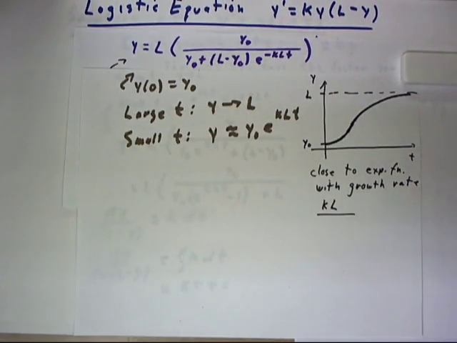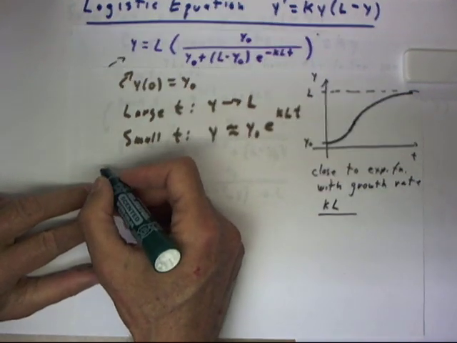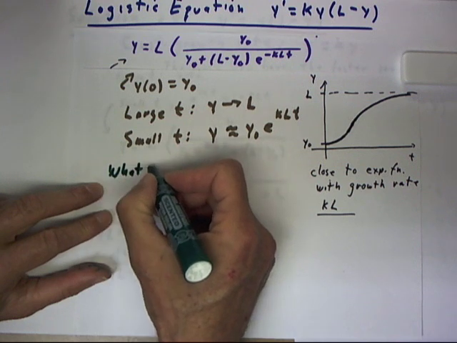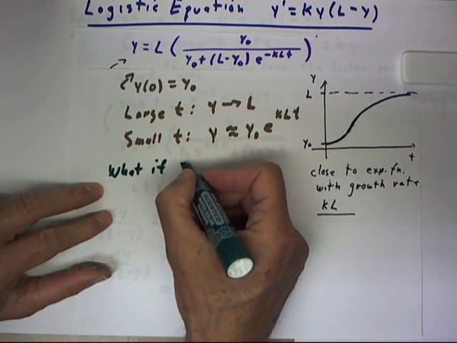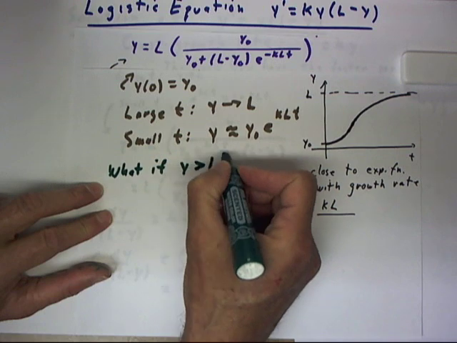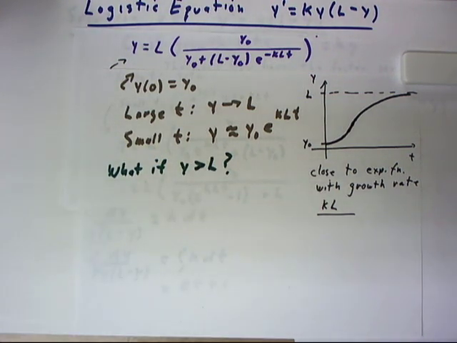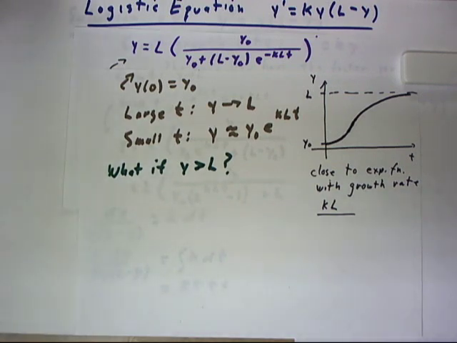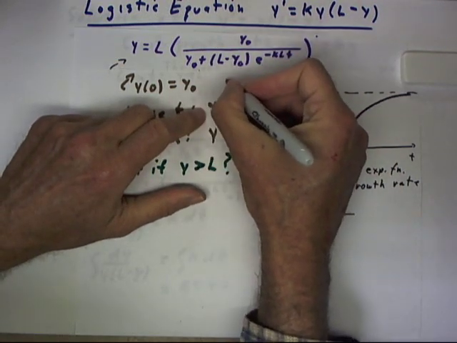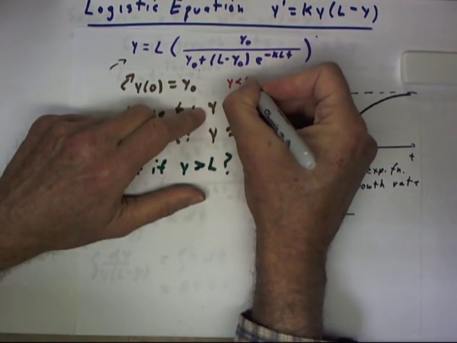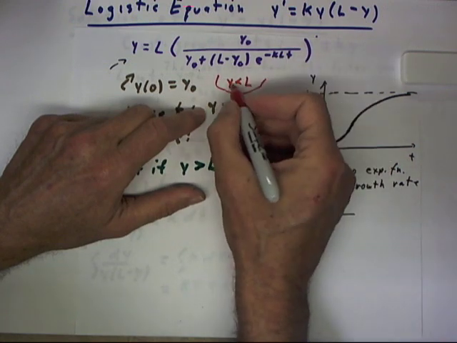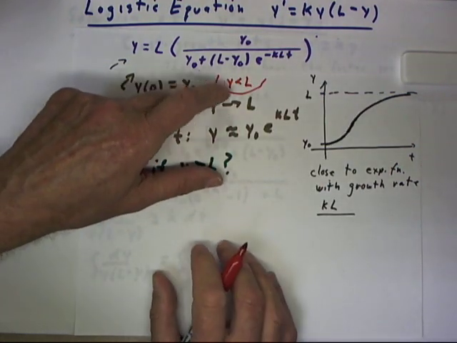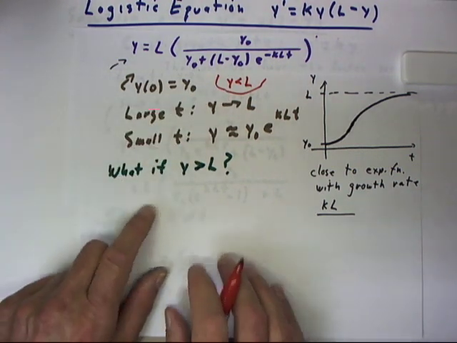Now, what if y is greater than L? Remember, we had a solution. This solution depended on two conditions. One was that y of 0 equals y naught, and also y was less than L. And the reason this was important, you recall, had to do with the absolute value in our solution.